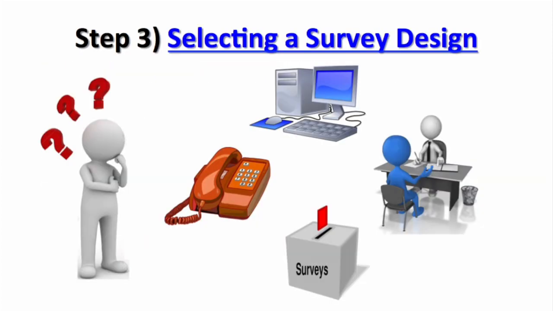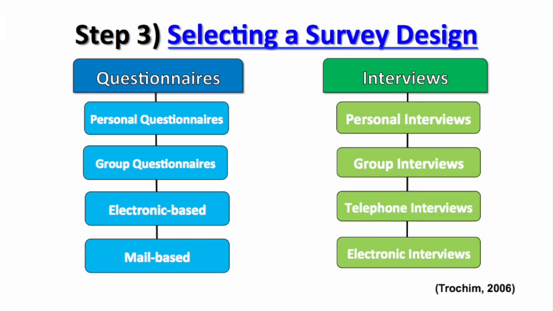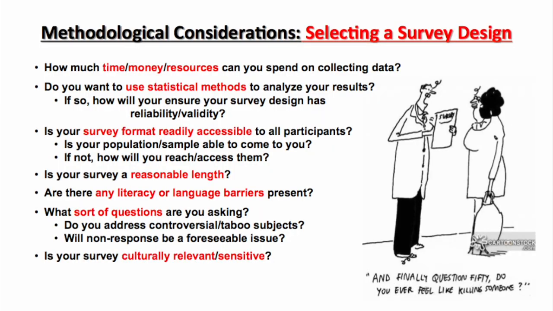So step 3 is selecting a survey design, and as these examples show, there's a lot of different ways to do it. You can do it electronically, in person, over the phone, by questionnaire. There's a lot of different methods out there. For your purposes, it's good to know that any sort of survey design is usually in one of 2 categories. It's either a questionnaire, which is paper-based, or it's an interview-based one, which is usually in person or conducted vocally.